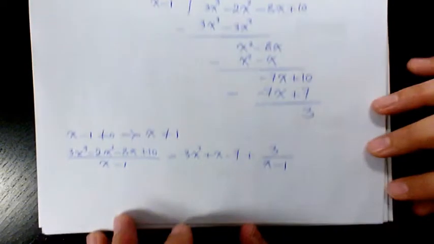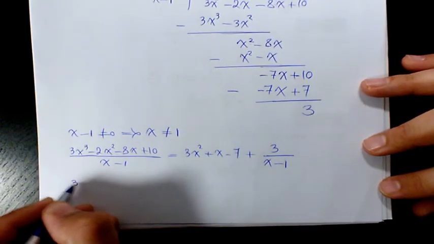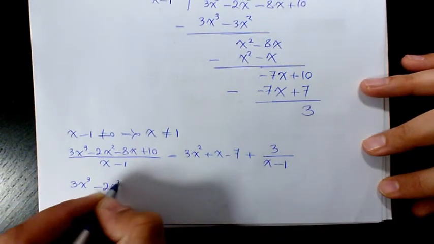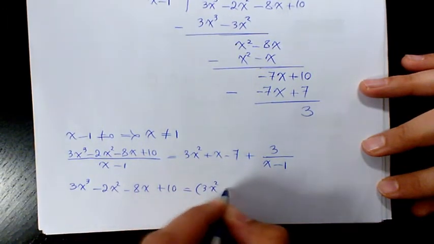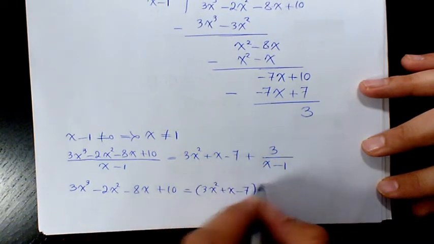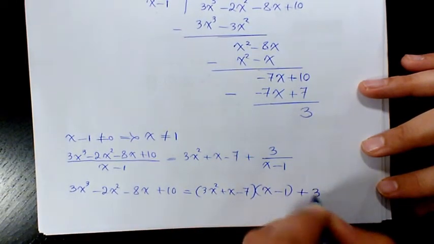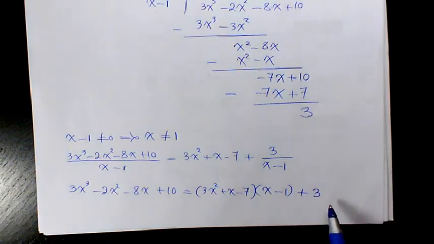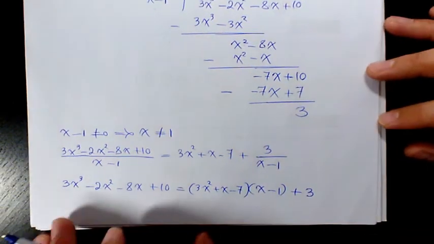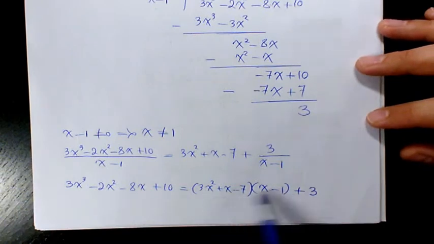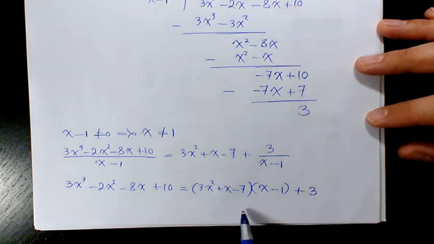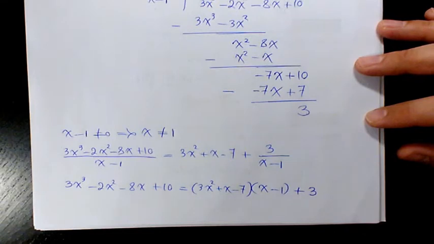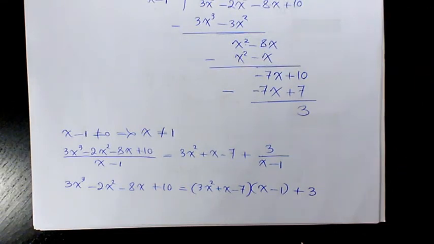And the corresponding statement will be 3x cubed minus 2x squared minus 8x plus 10 equals 3x squared plus x minus 7 times x minus 1 plus 3, because that's the remainder. And how do we verify that? We just expand it in here, plus 3, and then we simplify it. That should be equal to exactly like this expression here. Let's see another example.